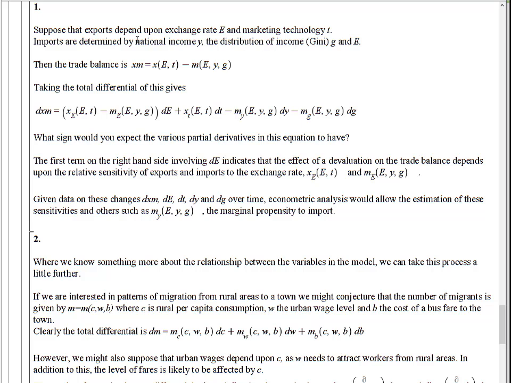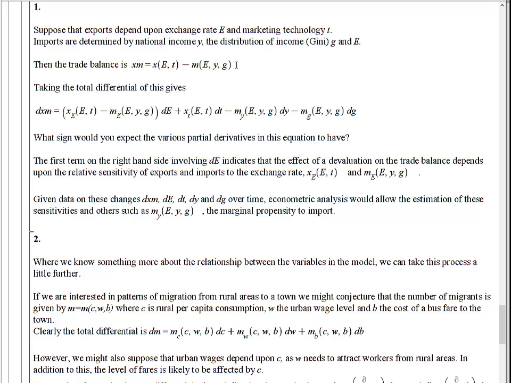So if that's what exports depend on, imports are dependent on national income Y. The more you earn, the more you import normally, all things being equal. Distribution of income, Gini: it's thought that highly unequal societies sometimes import more because the wealthier groups start to import things like cars and so on. And again, the exchange rates. So the total trade balance is given by something like this.